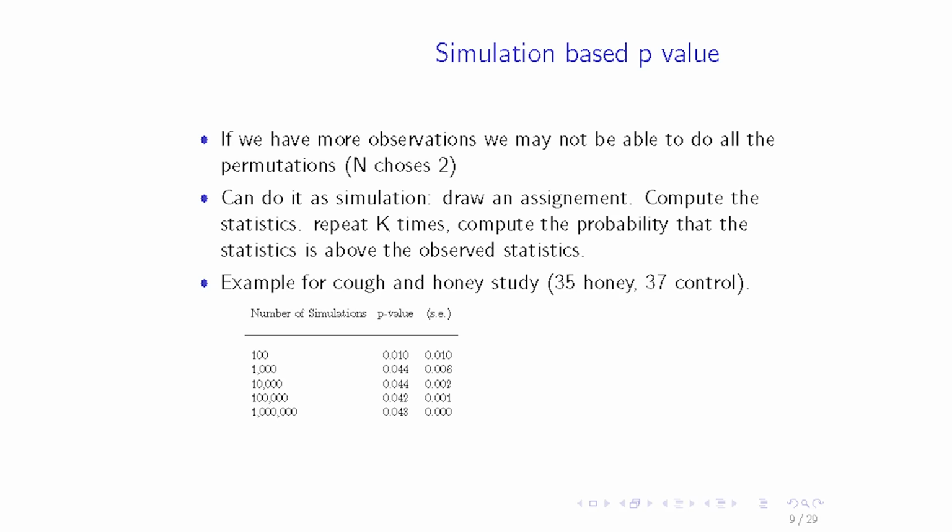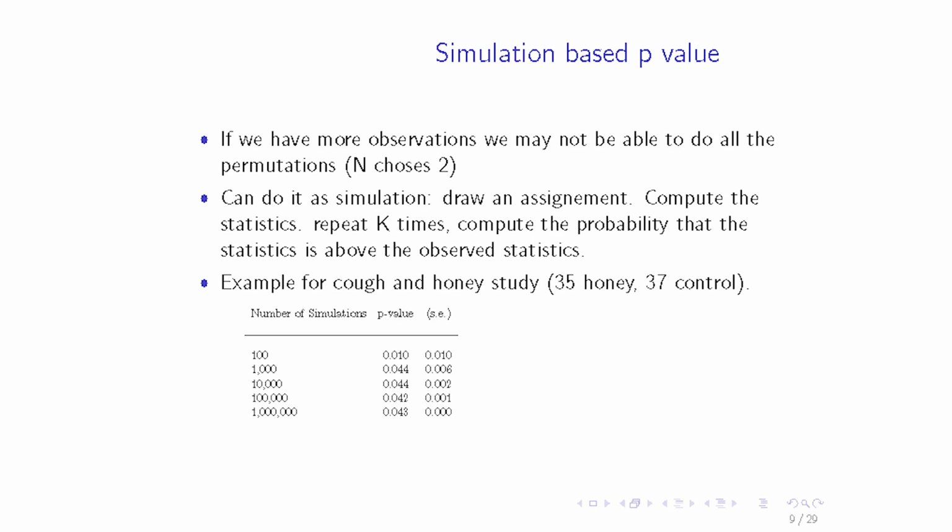Of course, if you do it for all the assignments, the p-value is exact. If not, it comes with some noise due to the fact that you've randomized. You've only taken a few or many of the possible assignments, but you control that. So you can reduce the standard error of the p-value as much as you want by adding more draws.